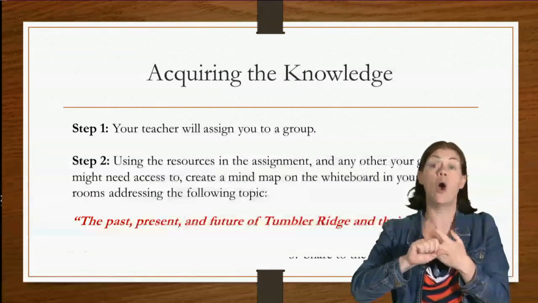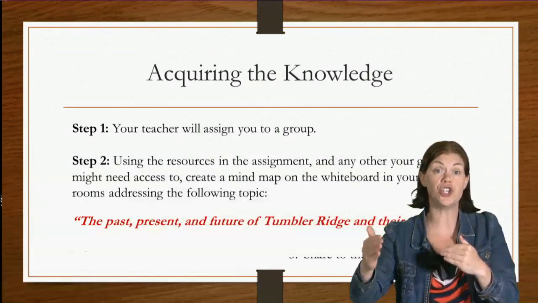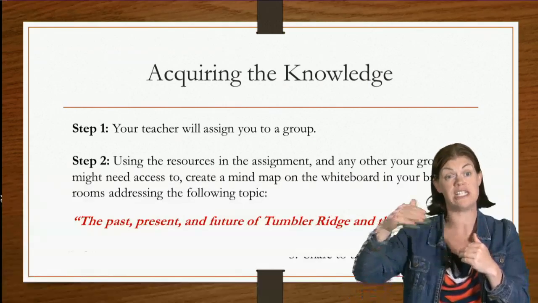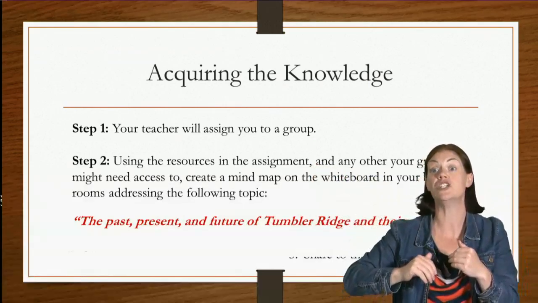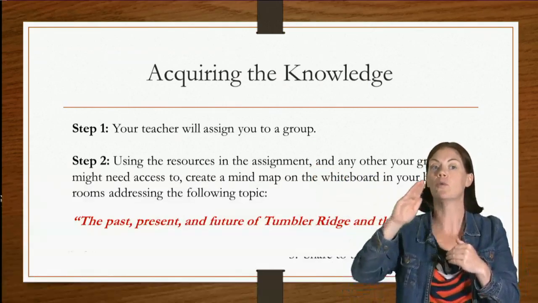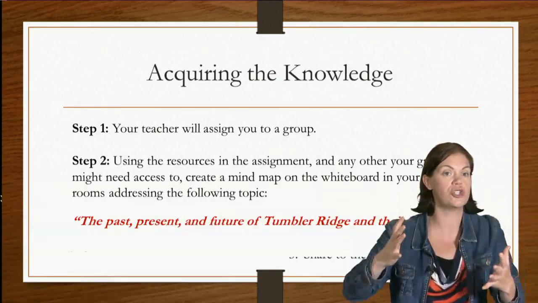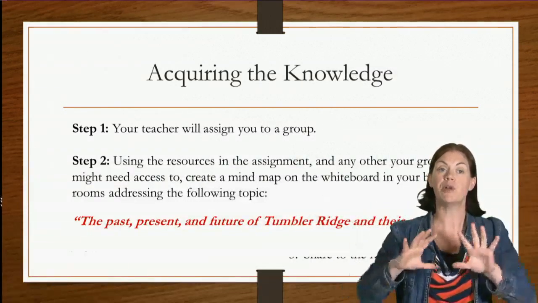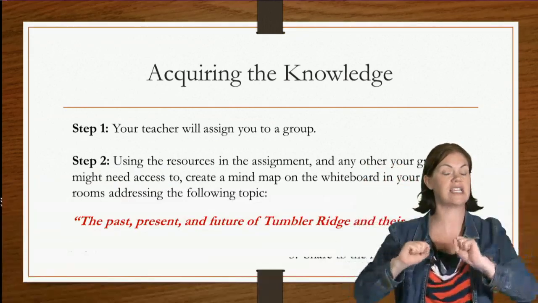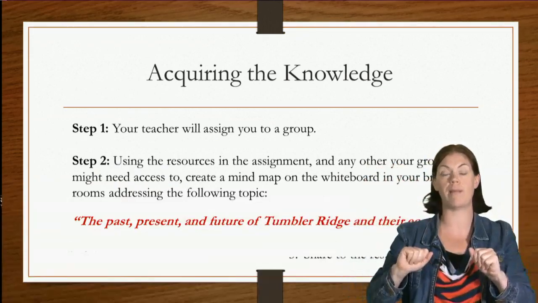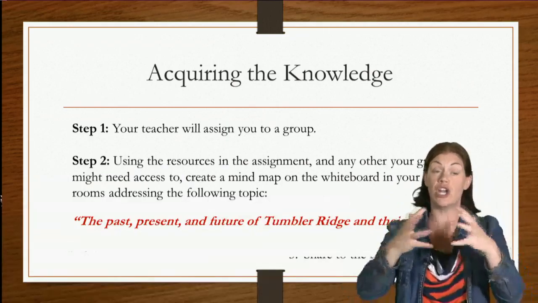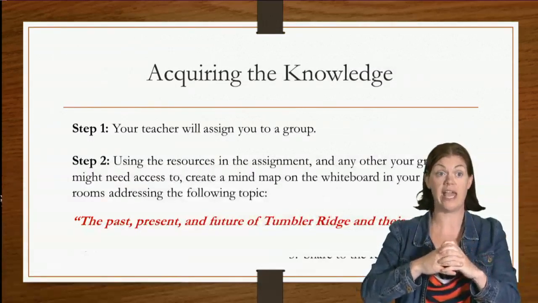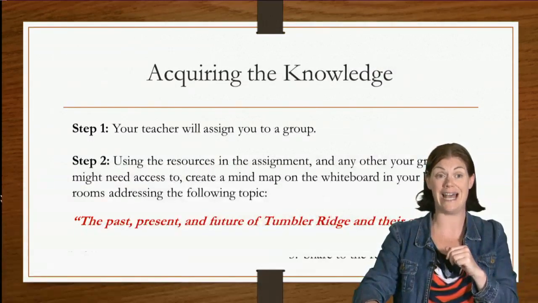Okay. Now, when we're looking at the future, you guys might need to make some predictions as to where Tumbler Ridge is going. Okay. Great question, Abby. Do you use words or pictures? I would say you're going to use both. Okay. Remember, it's a mind map. So you guys can do however you want to represent those things, but you're going to have to work as a group. Okay. And you're going to have to come up with a plan.